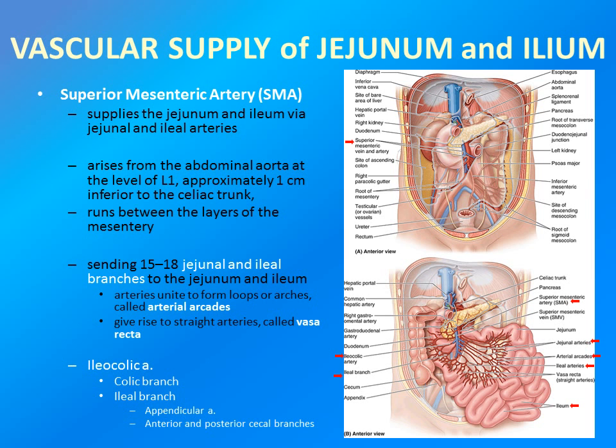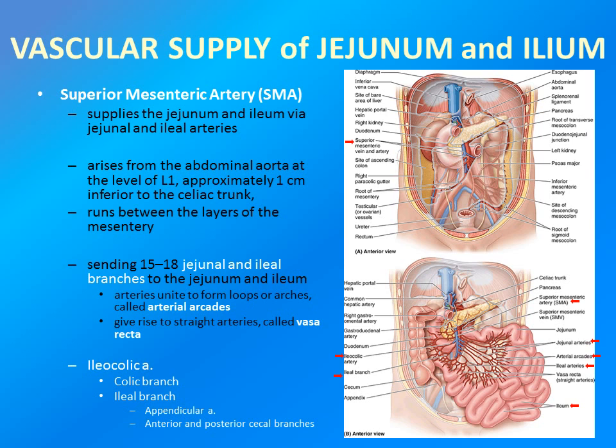The vascular supply of the jejunum and the ileum are different from that of the duodenum. These structures are considered to be part of the midgut and therefore are supplied by the superior mesenteric artery. They are supplied via jejunal and ileal arteries or branches off this SMA. Here's the superior mesenteric artery with jejunal and ileal branches.